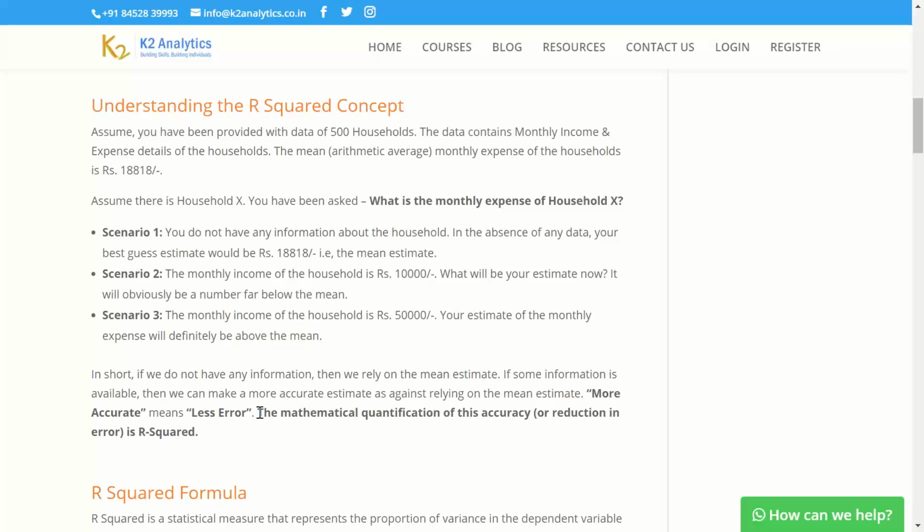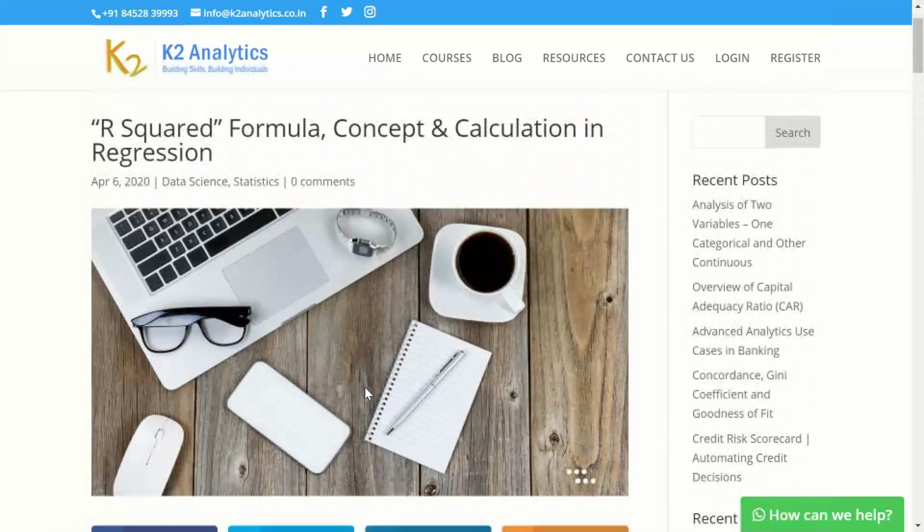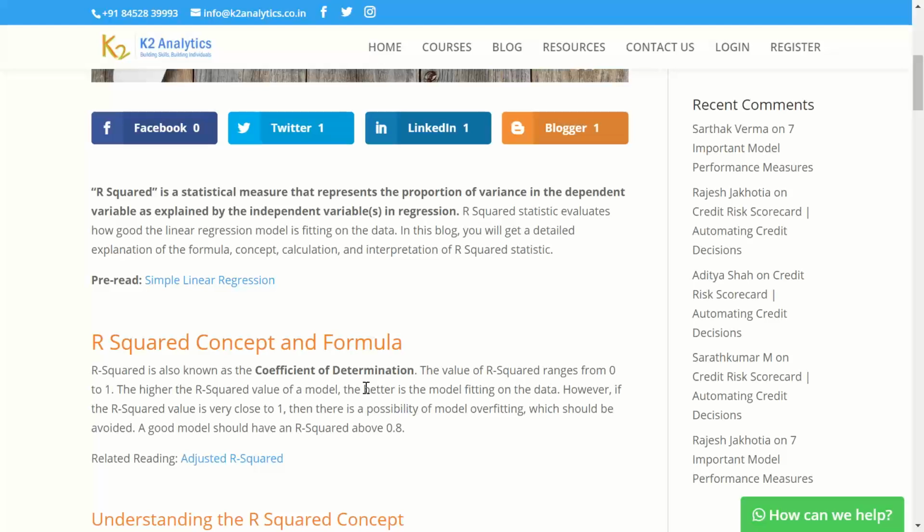How good is the mathematical quantification of this linear regression equation? How accurate is our equation? If I have to measure it in some way, I require a model performance measure, and that model performance measure, which we use in linear regression, is called R squared. With this background of what R squared is, let us now get into the technical definitions of R squared, the concept and the calculations.